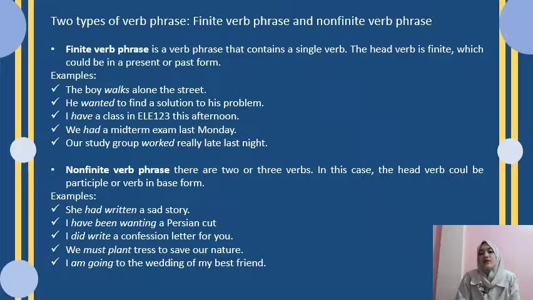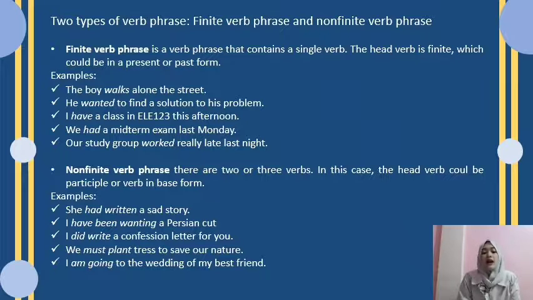It is different from the non-finite verb phrase because a non-finite verb phrase has two or more verbs present in the sentence. In this case, the head verb could be a participle or a verb in the base form. The examples are: she had written a sad story. I have been wanting a Persian cat. I did write a confession letter for you, and we must plant trees to save our nature.